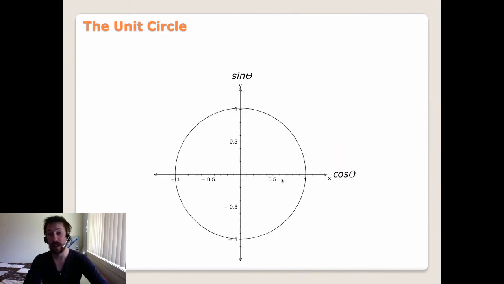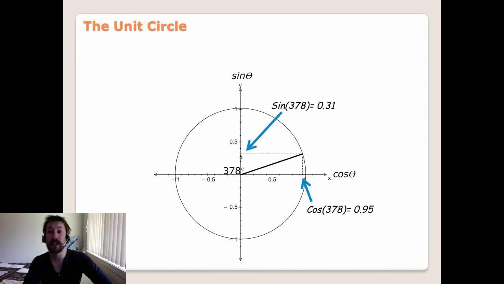To have a look at this, what we're going to do is draw a line of 378 degrees. That is, it starts here, goes all the way around, and then comes past the 360 degrees, the first revolution, to 378 degrees. So I'm back in Quadrant 1. Now, of course, what's cos of 378 degrees going to be? Well, it's going to be here, down to here, so therefore it's going to be 0.95. What about sine of 378? Well, it's going to be all the way over to here, which is 0.31.